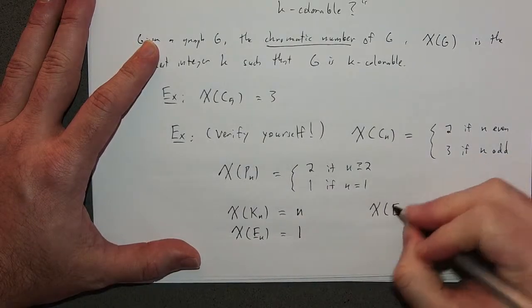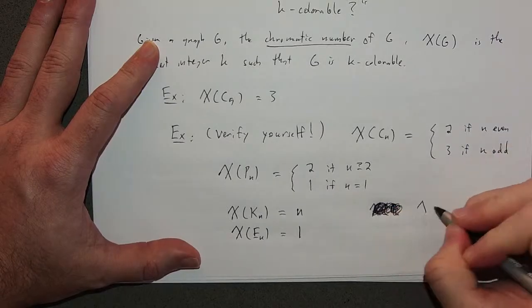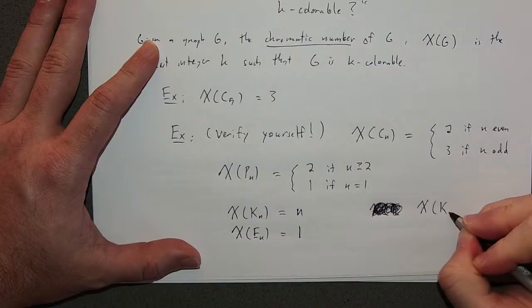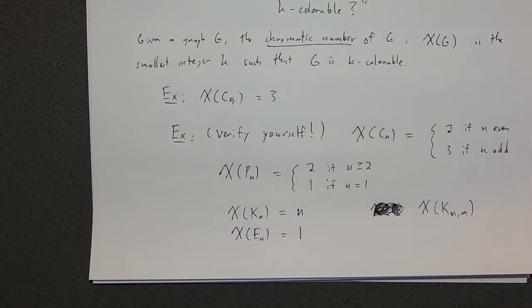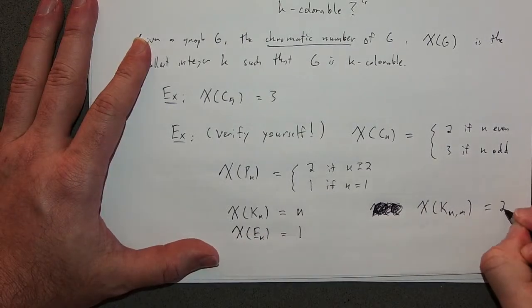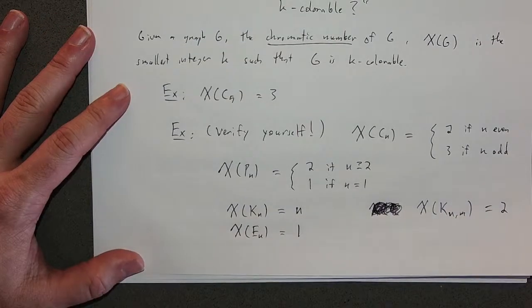What about the chromatic number of the complete graph, or sorry, the complete bipartite graph with partite sets of sizes n and m? This is 2. I wonder how you're going to assign the colors there in this bipartite graph, right? So yeah, you only need 2 colors in this case.